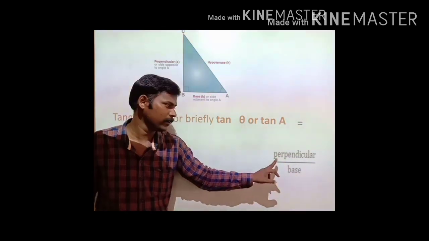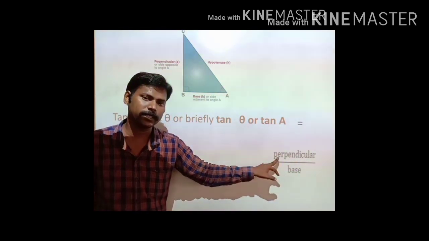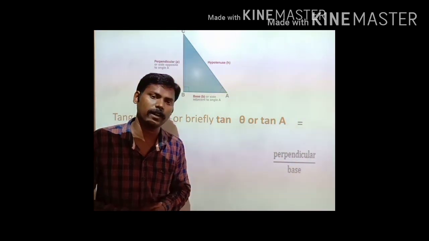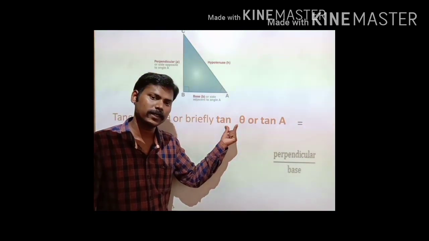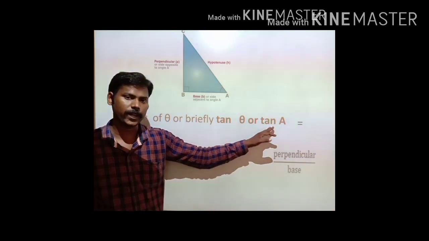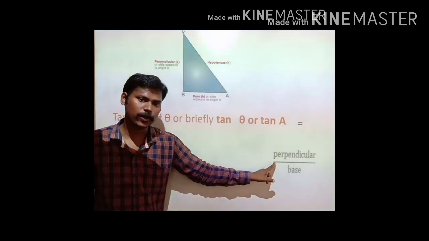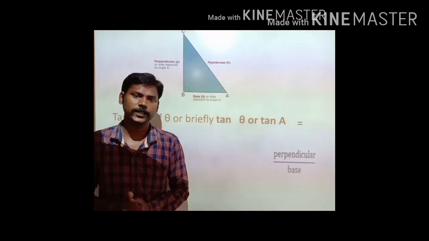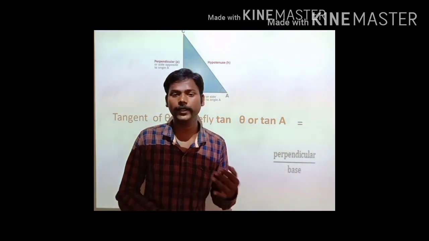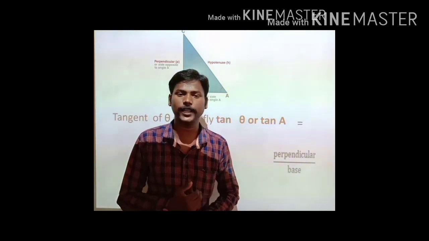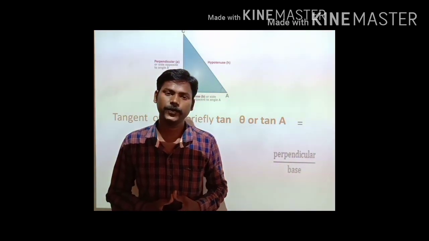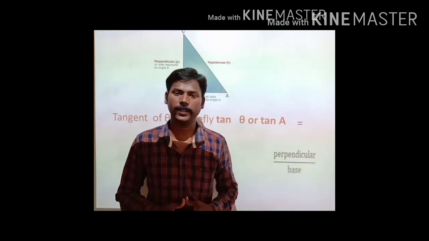So finally what do we call it? Perpendicular by base. This is the definition of tan theta, or tangent of theta. Shortcut we write tan theta. Once again look at the board. Tan theta or tan of A from this diagram is equal to perpendicular by base. These three trigonometric ratios are very important. Along with these three, we have the reciprocals of these trigonometric ratios. Those are nothing but cosecant theta, secant theta, cot theta.